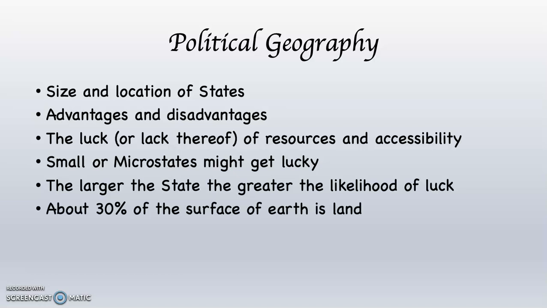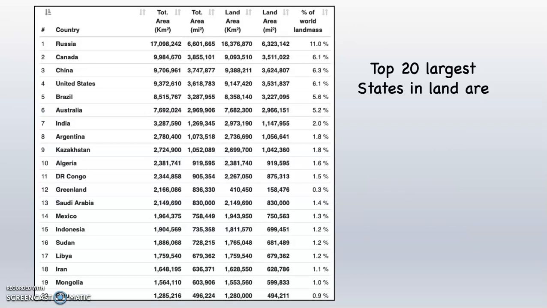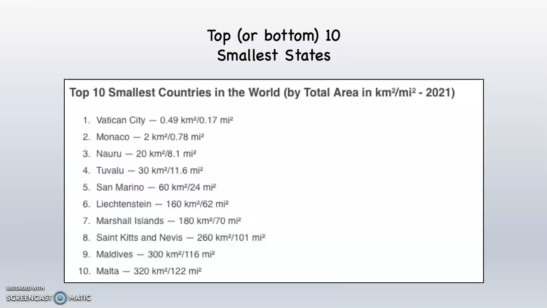About 30% of the surface of our planet is covered with land. So that's the area we're talking about, not the 70% that's covered with water. So who is the biggest in land area and who is the smallest? Let's put some numbers on this, okay? So here's the list of the top 20 largest states. Notice the first 10: Russia, Canada, China, the United States, Brazil, Australia, India, Argentina, Kazakhstan, and Algeria. Okay? Now, these are the top, or however you want to look at it, bottom, smallest states. So you can see the Vatican, whether that's a country or not, still Monaco, and then you can go right through that list of the top 10 smallest states.